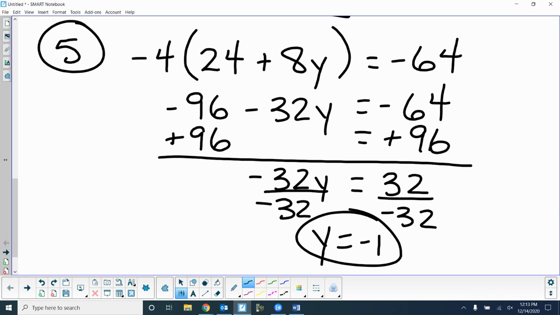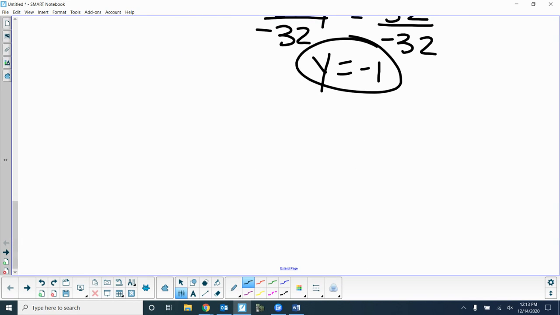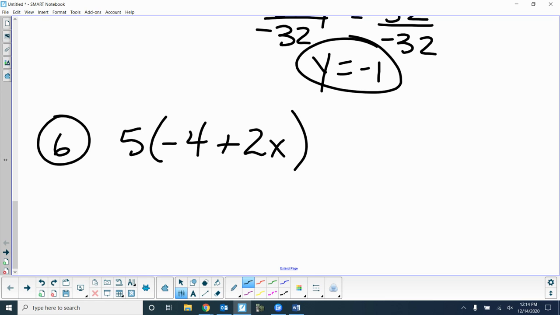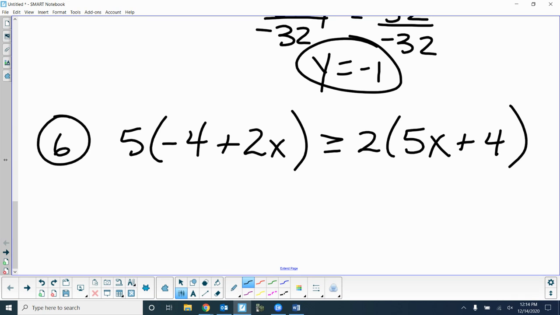Number 6 says solve and graph. There's only one variable, so the graph is a number line graph. When you get an x and a y, then it's an xy graph, right? So number 6, it's a number line graph that you're going to see for your choices. We've got 5 times the quantity, -4 plus 2x, greater than or equal to 2 times the quantity, 5x plus 4. So distribute first, and I get -20 plus 10x, greater than or equal to 10x plus 8.